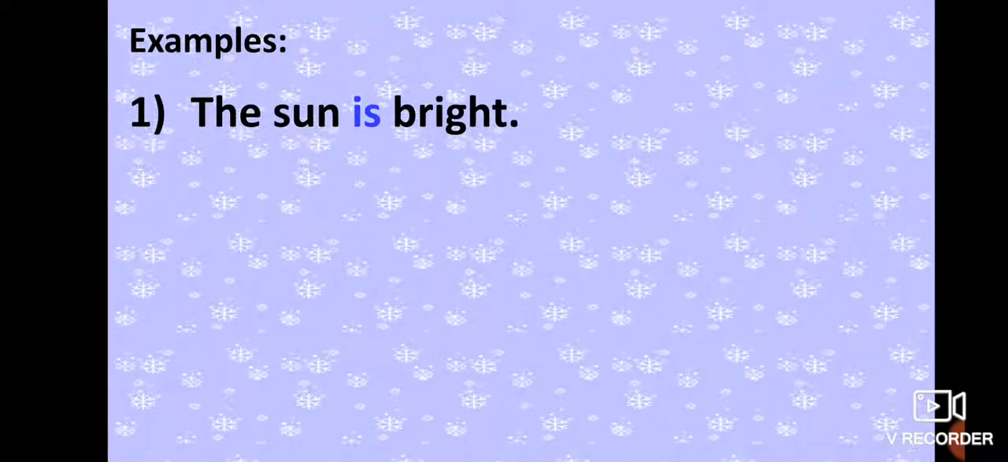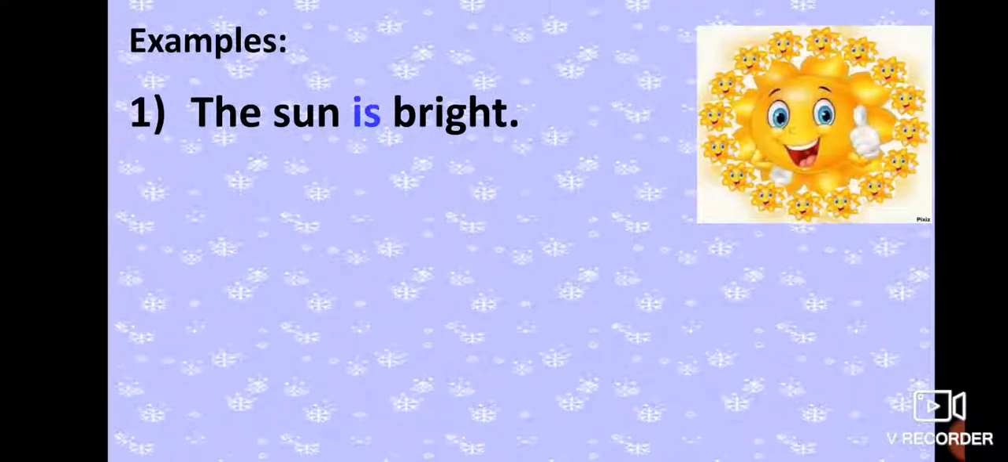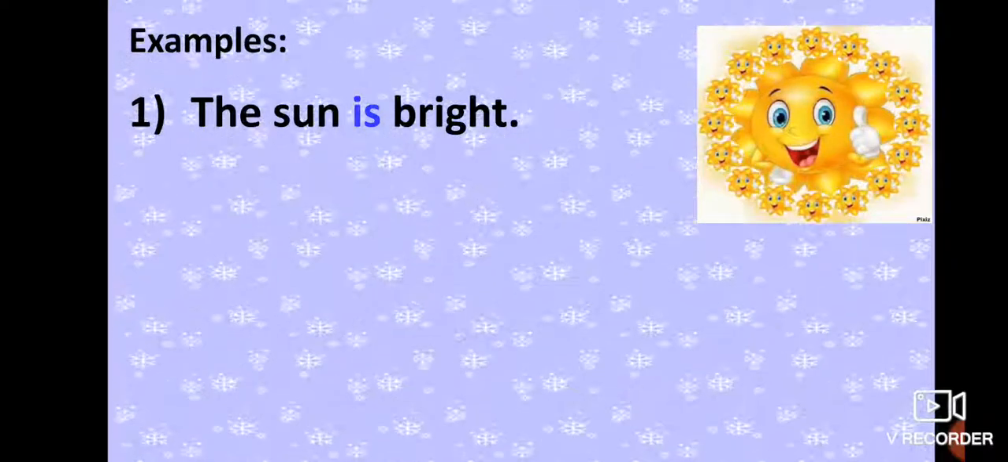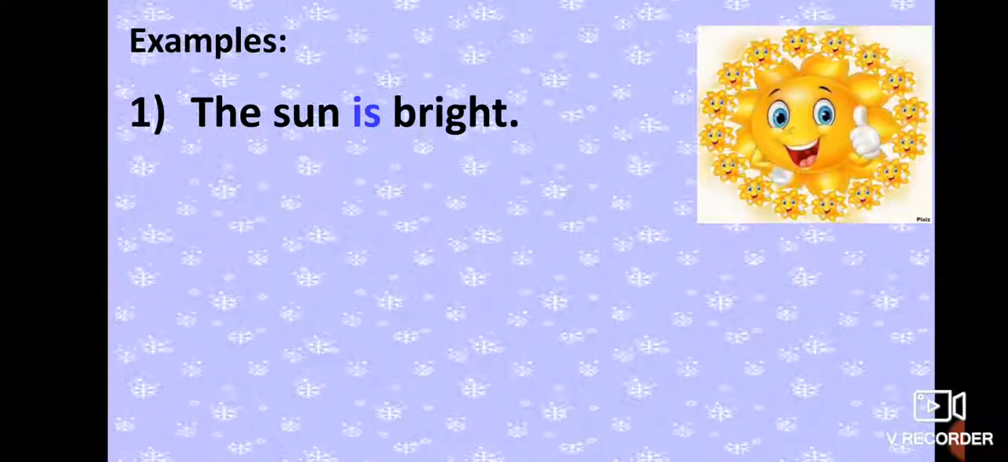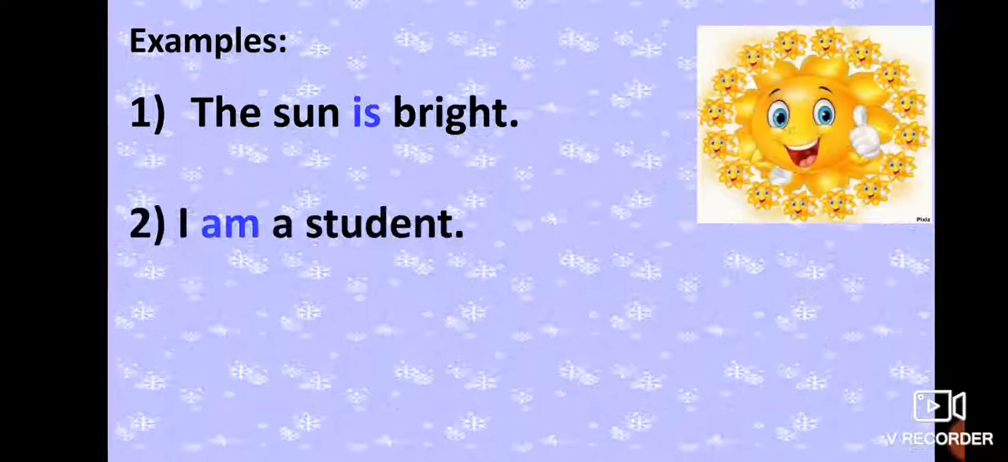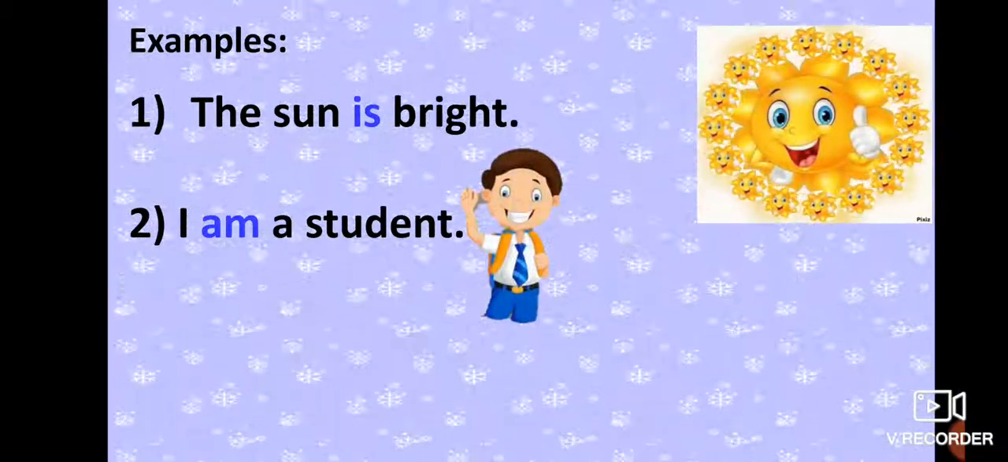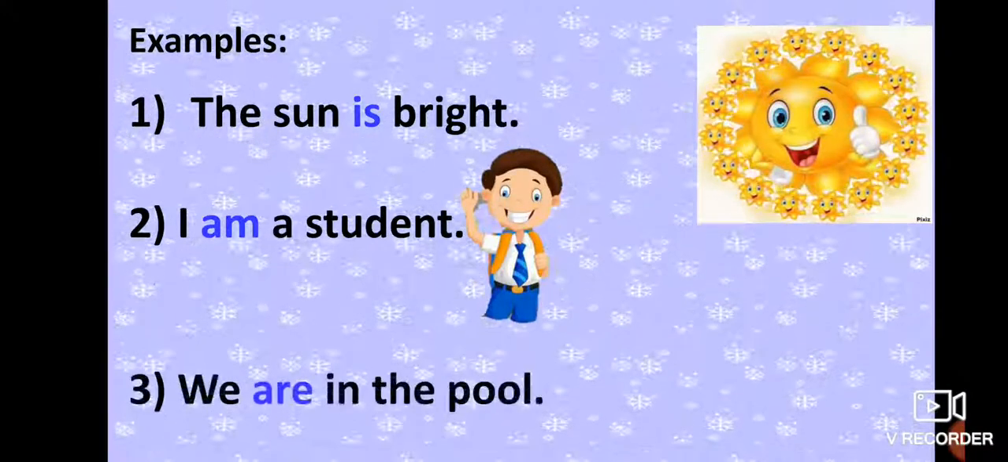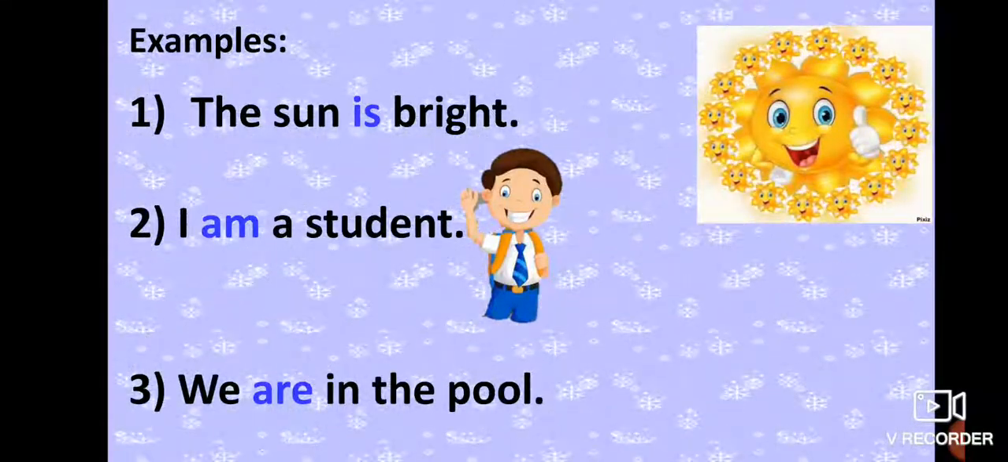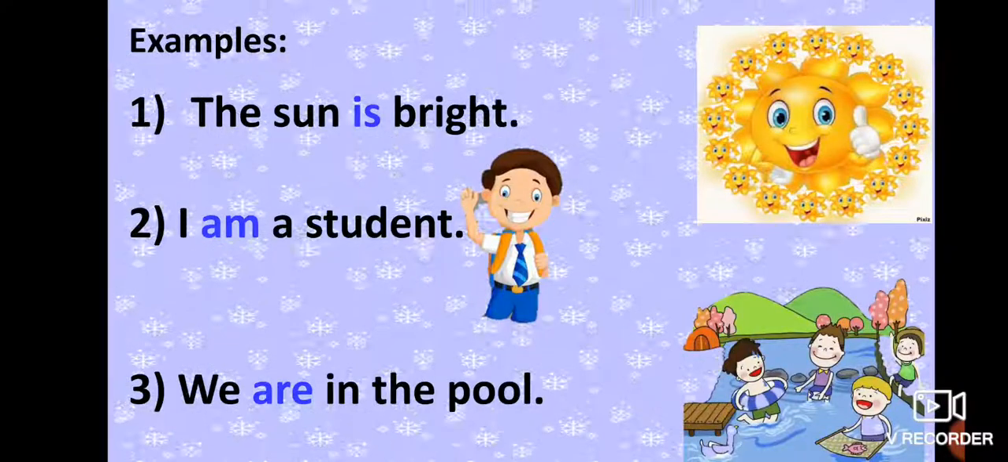The sun is bright. Here, the sun is a singular subject, so we use is with singular. I am a student. With pronoun I, we always use am. We are in the pool. With plural subject, we use are.